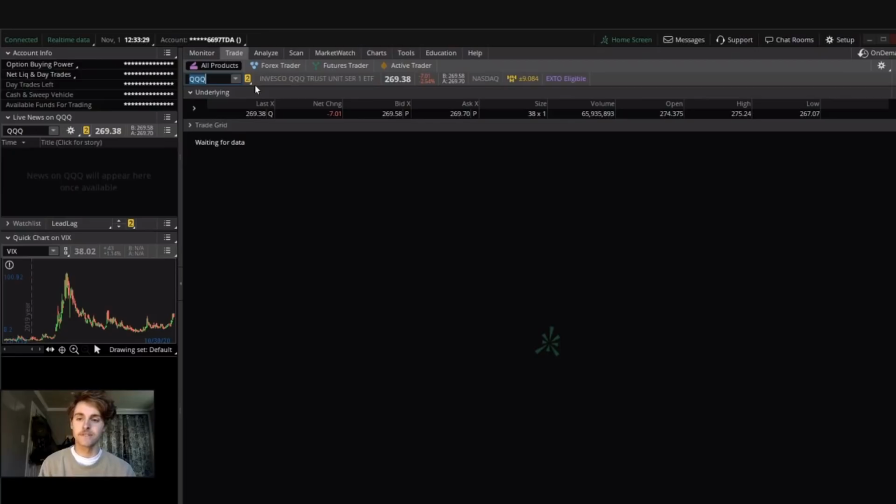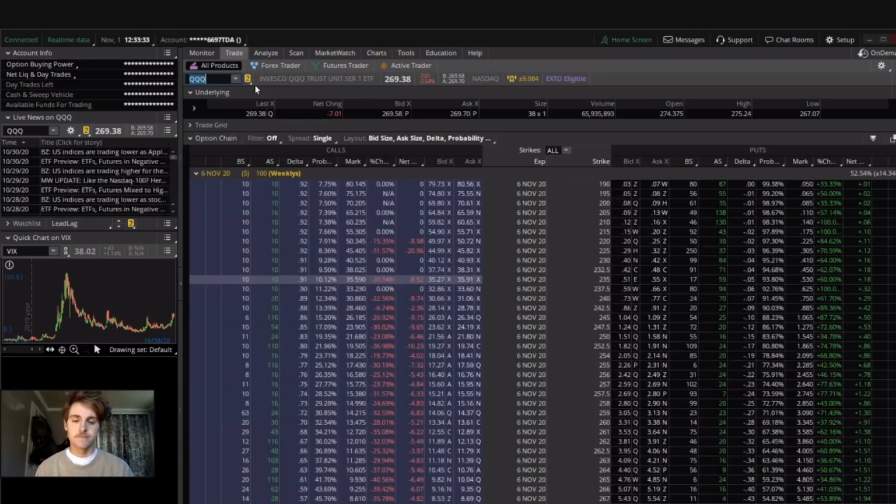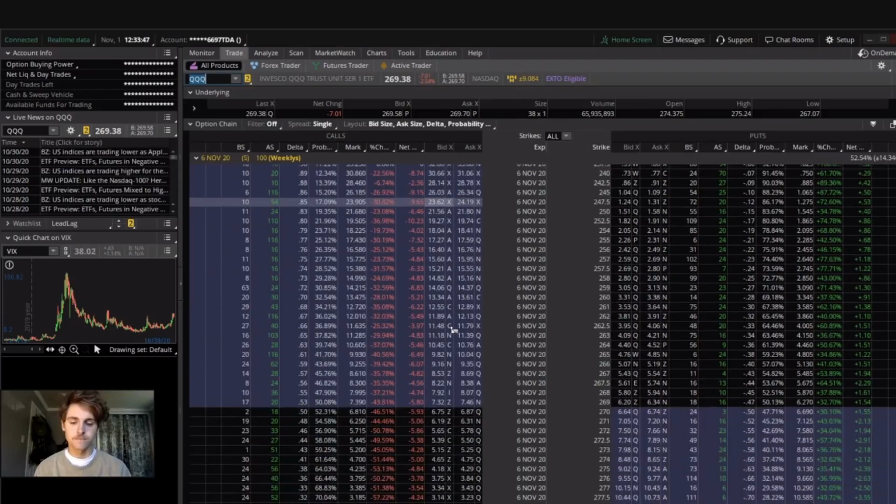SPY is going to be very easy to trade. You're going to get in and get out instantaneously on ThinkorSwim. I can't really speak to Robinhood. It's a little harder to enter spreads on Robinhood. That's why I mainly go with ThinkorSwim. I also go with ThinkorSwim for a lot of other risk management.